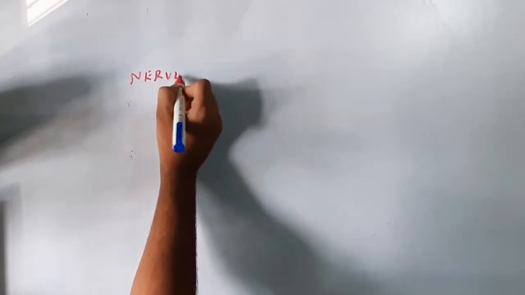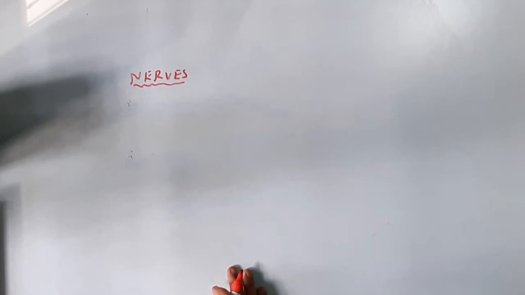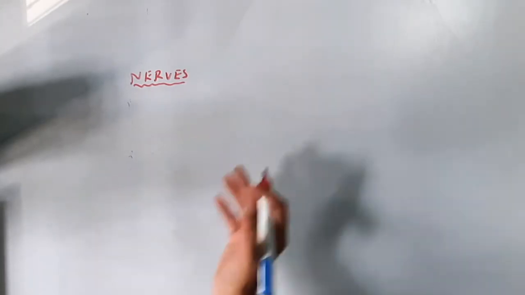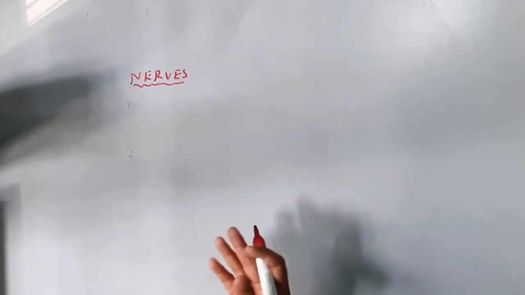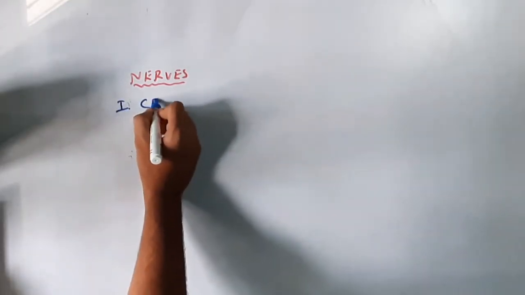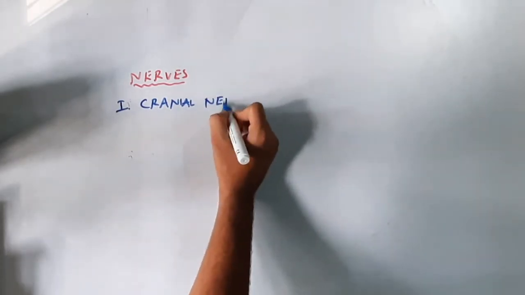We will talk about different types of nerves in our body, and we have two different types of nerves, based on the origin of nerves. If they originate from the base of the brain, then they are called cranial nerves, because the brain is situated within the cranium, the skull. Whereas if the nerves originate from the spinal cord, they are called spinal nerves. So first we go with the first type, that is cranial nerves.